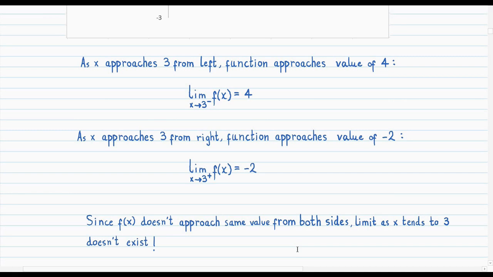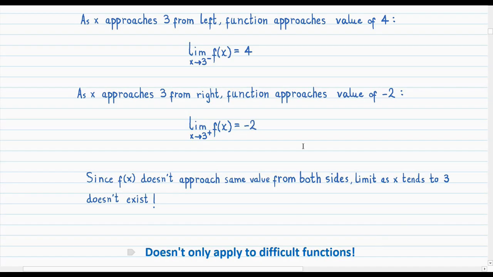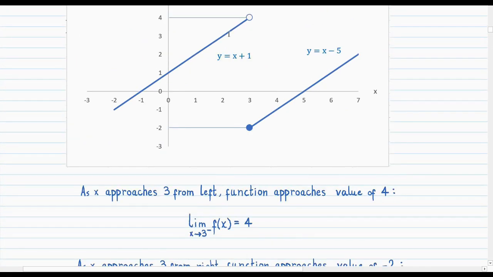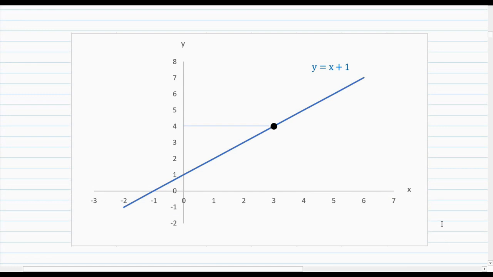So far, we've only looked at some pretty funky functions, but the idea of limits doesn't only apply to difficult functions. For example, we could look at this normal y equals x plus 1 function, without its domain defined in a funny way. That's how its graph would look. Nothing too surprising. The graph just continues in a straight line. But unlike the previous function, this function would approach the same value of 4 from both directions. Therefore, the limit of y equals x plus 1 as x tends to a value of 3 is equal to 4.